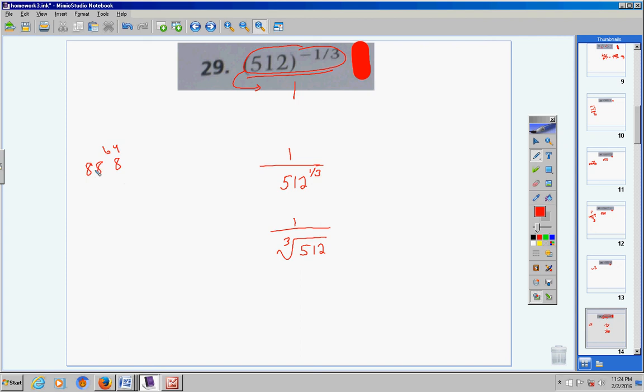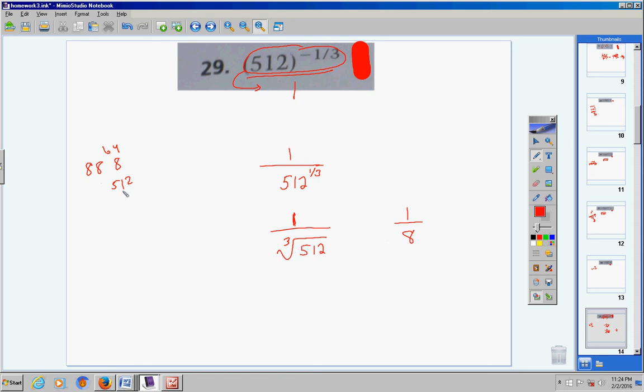And by the way, I did not look at the answer. I'm just doing this randomly in my head. 8 times 8 is 64, and 64 times 8, 32, carry your 3, 512. So you can't just drop this 1. You still have a 1 up top. And the cube root of 512 is 8, because 8 times 8 times 8 is 512.